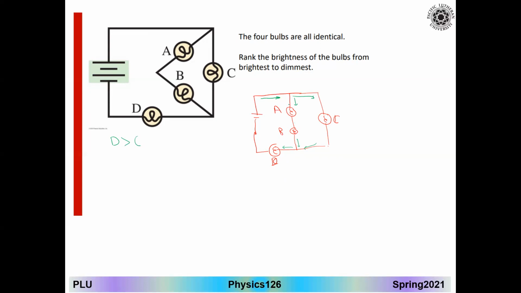Since the current through branch C is larger than through B and A, and this one is larger than A, but what is the relation between A and B? Since they are connected in series, they have the same current. So they should be equal. Okay, so that's the brightness ranking.